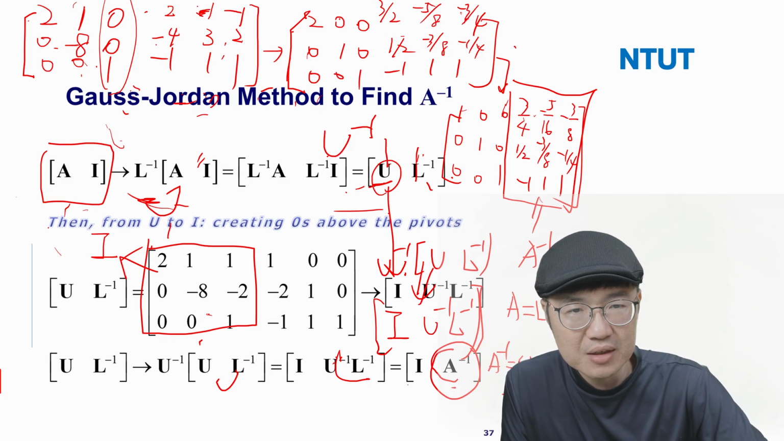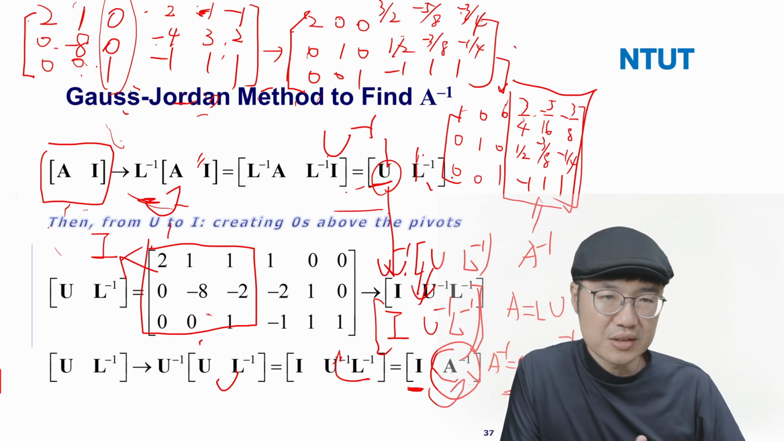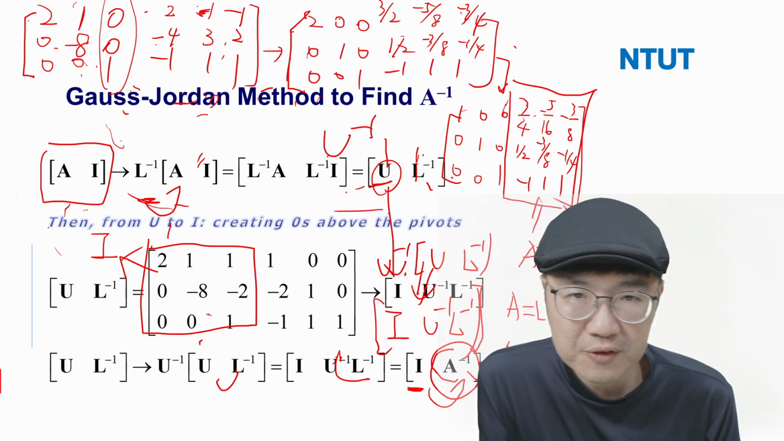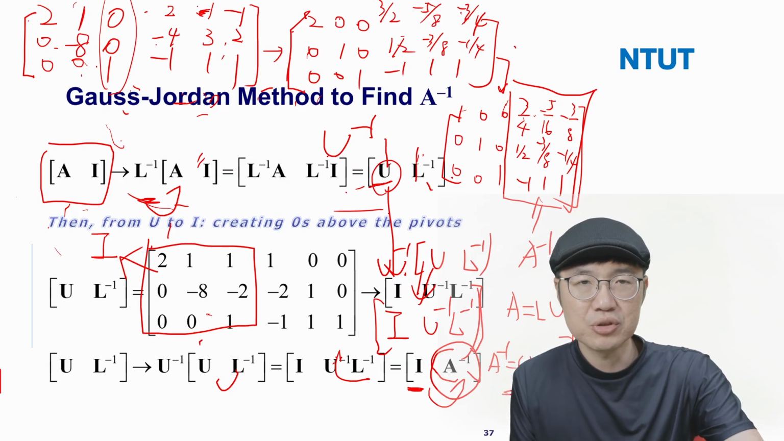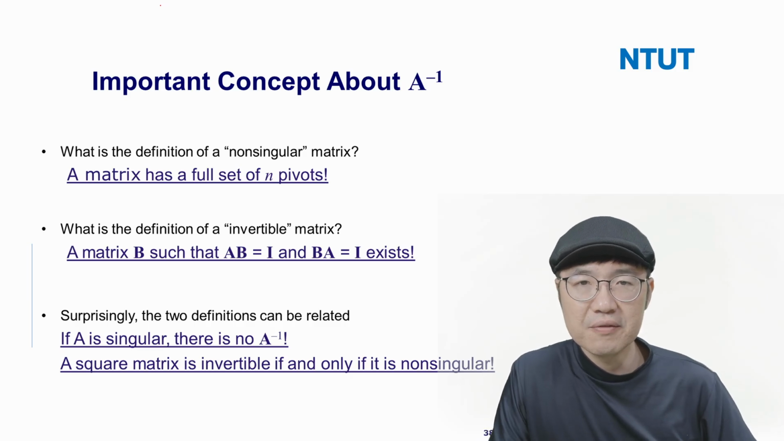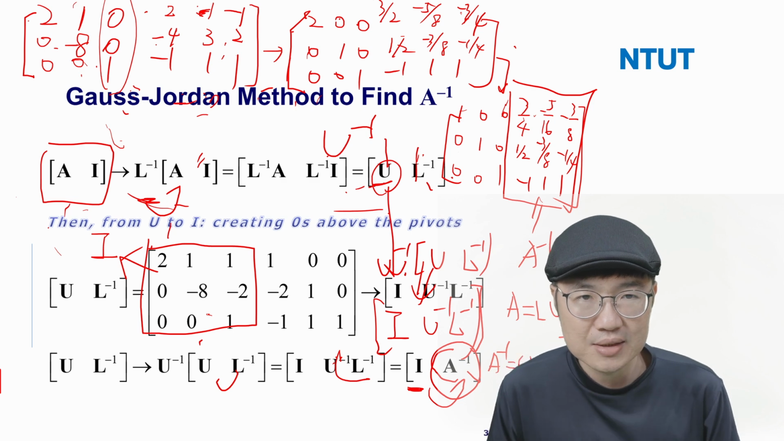If you keep making the forward part I, it will also make the attached part A inverse. So this is the first method in finding the inverse of a matrix, the Gauss-Jordan method. So we can see the A inverse just based on this process.